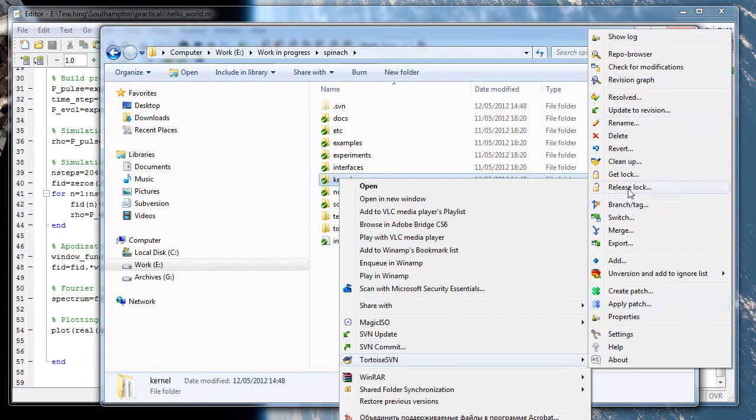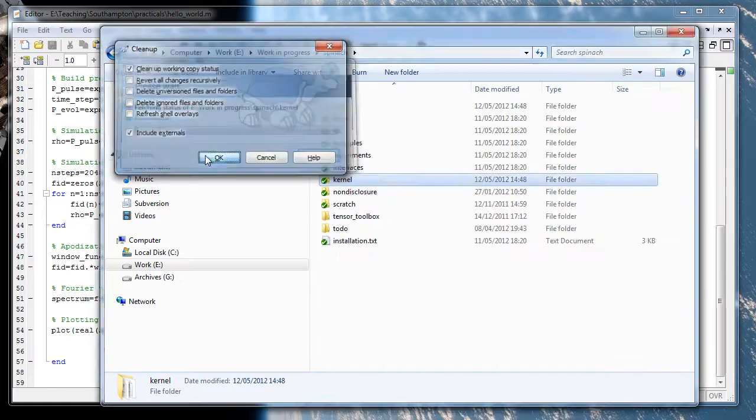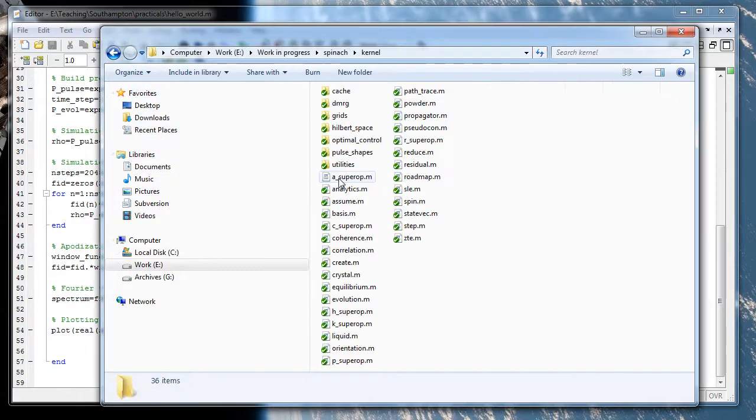Where's the cleanup thing? Yeah. Refresh the overlays. No, it's a Windows bug. Anyway, sooner or later a green tick will appear in front of this to say that this hasn't been changed from its original version that it remembers.